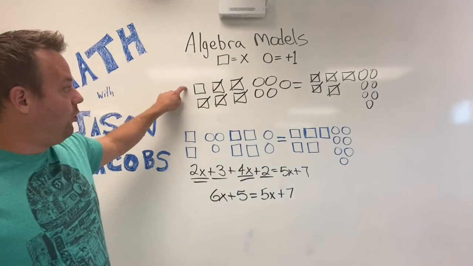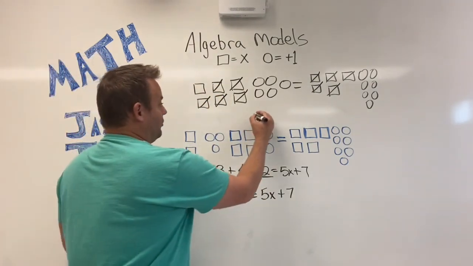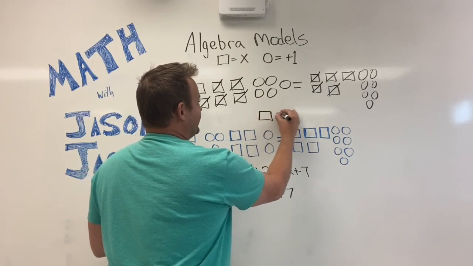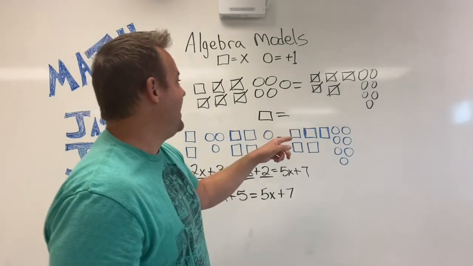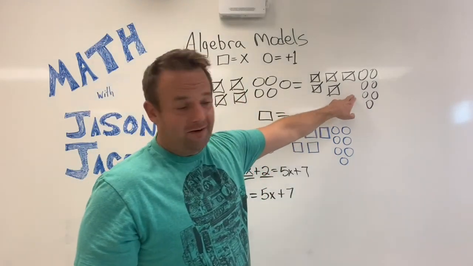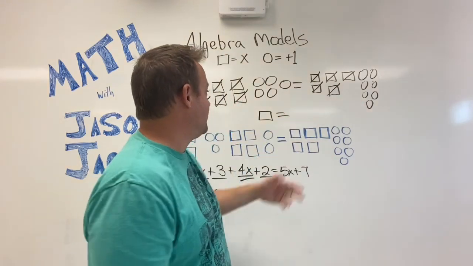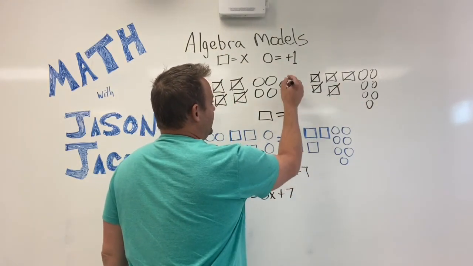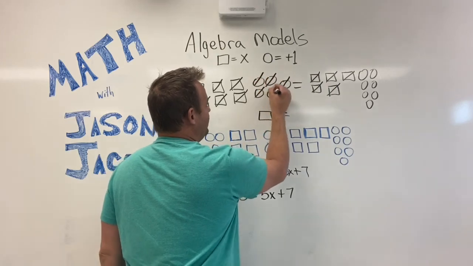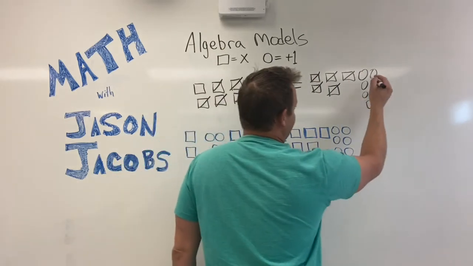I'm left with 1x, all right? So 1x equals, now there are more integers here, more 1s, more circles. So I'm going to take them away here. I'm going to take 5 away here. If I take 5 away here, I have to take 5 away here.